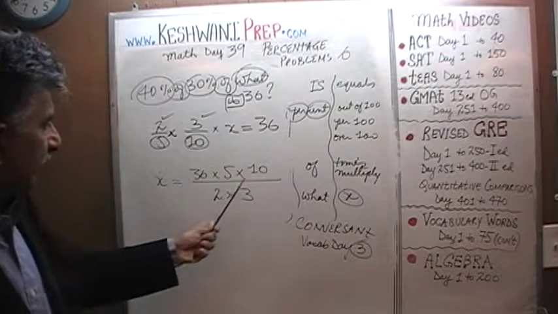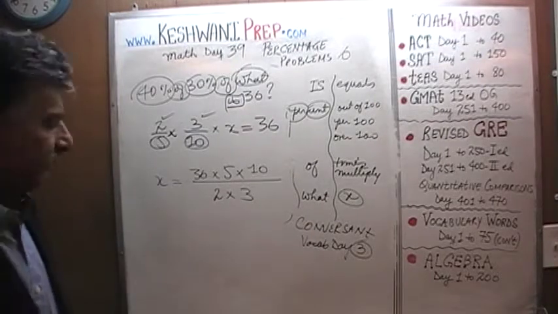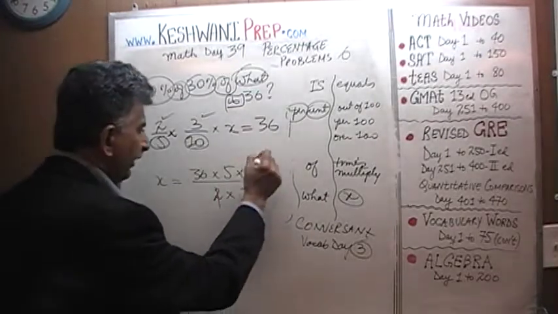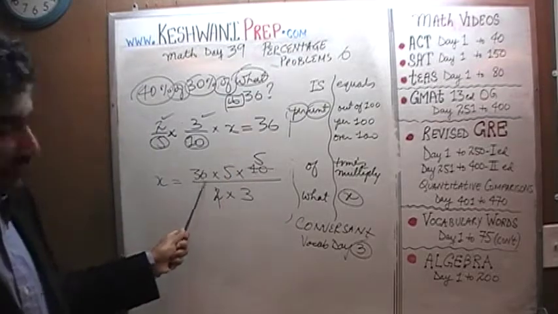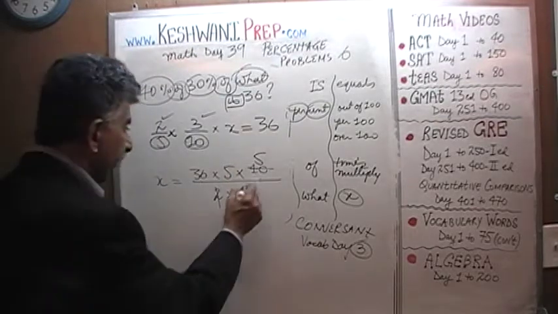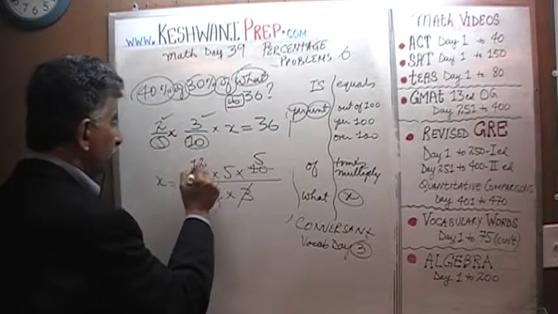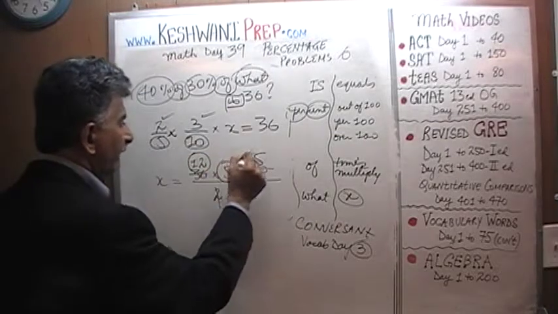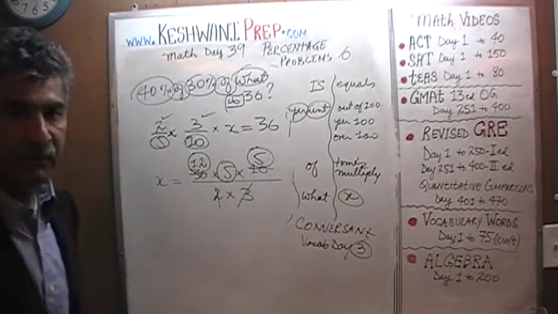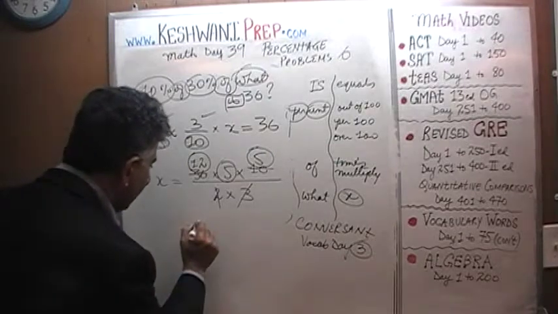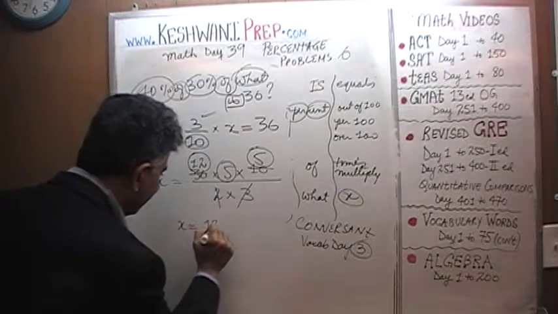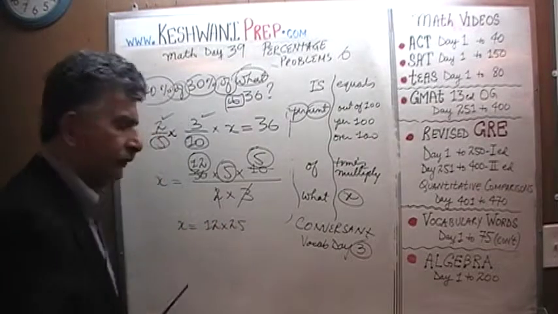I see 2 on the top, I see 2 on the bottom, I see 10 on the top. Let's kill it, make it a 5. I see 36 on the top, I see 3 on the bottom, let's divide by 3, and 1 and 12. So it's 12 times 5 times 5. 5 times 5 is 25, so x, what we're claiming is 12 25s.